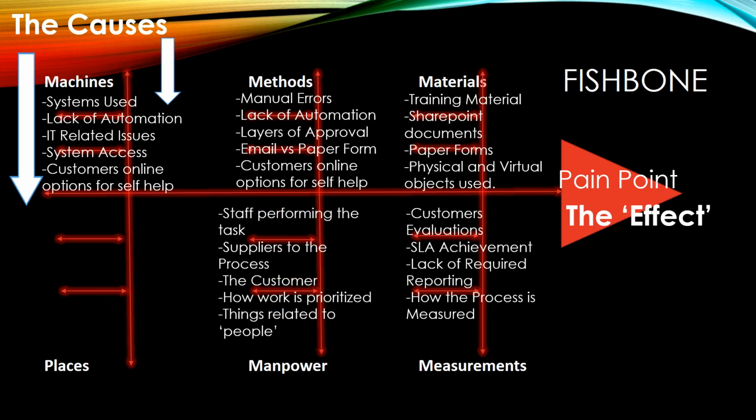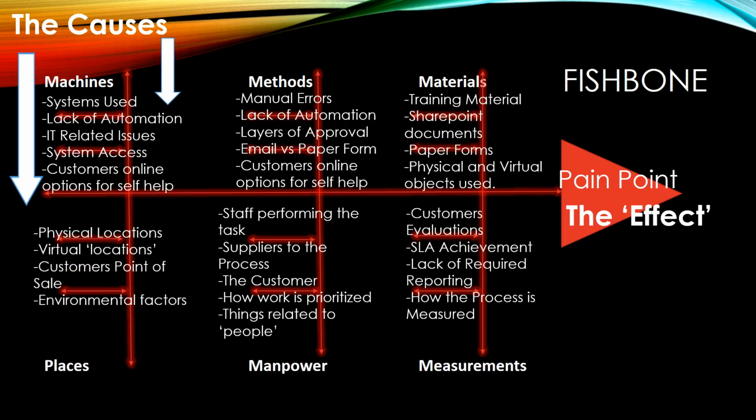We'll also brainstorm on manpower, the staff that's involved with this task that contributes to the pain point, suppliers to the process, the actual customers themselves, how work is prioritized, anything that's related to people that might somehow contribute to a pain point that we're trying to get rid of.